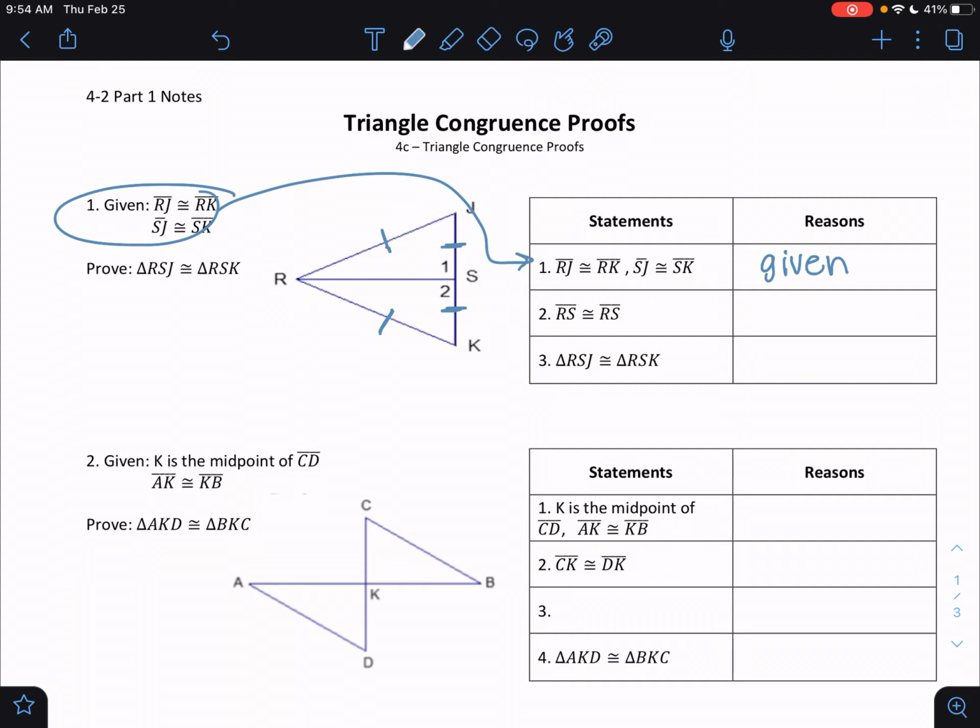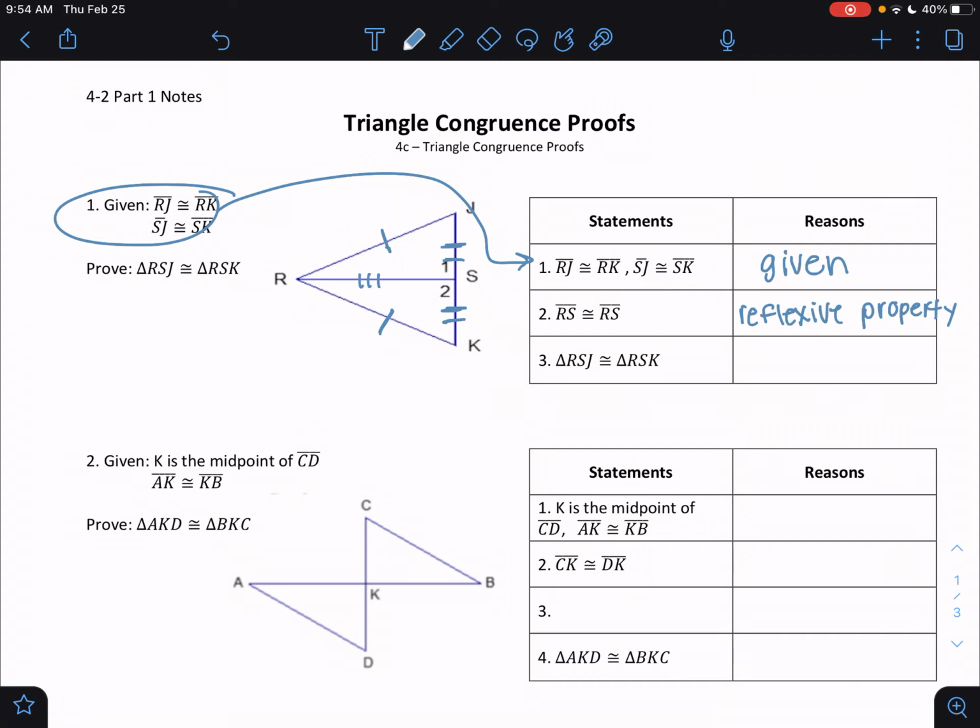Now number two, RS is congruent to RS. So that just tells us, I forgot my double marks here, there we go. So we'll put 3 marks here, and that tells us that this is congruent to itself. Now the reason is called the reflexive property. Because we're kind of just reflecting it on itself. So this line, if you reflect it, it's going to be in the same spot, it's itself. So we call that the reflexive property.